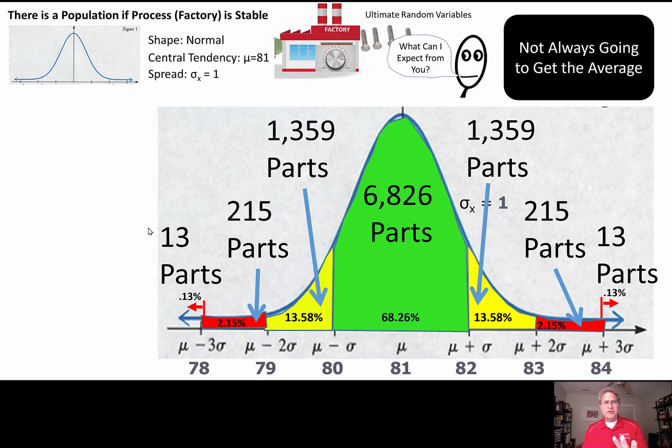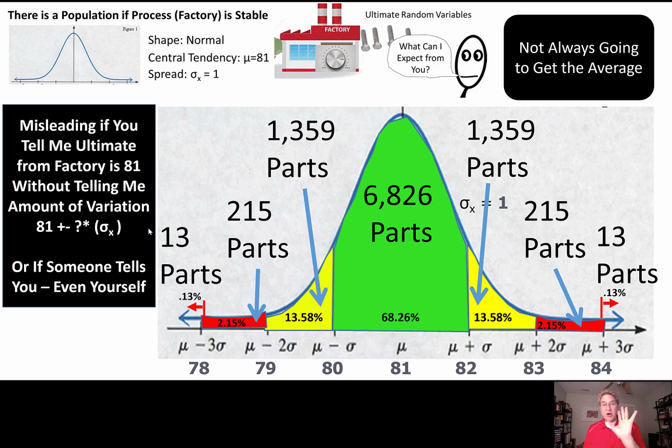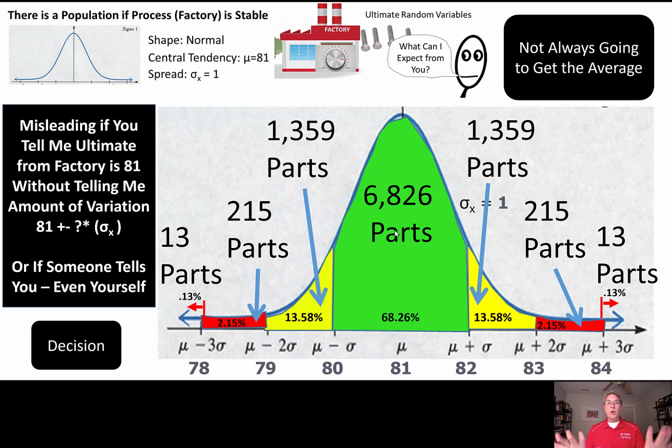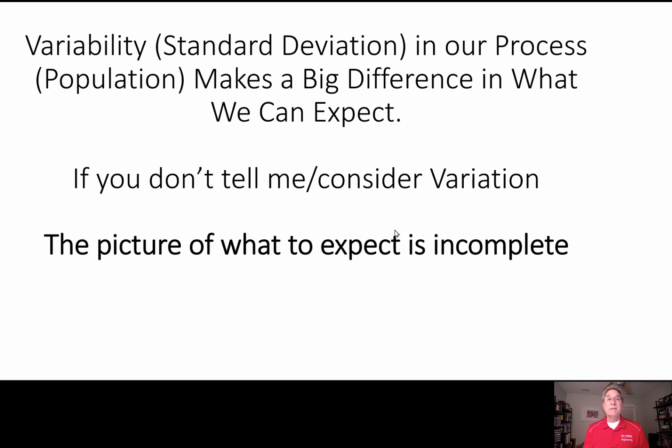Okay, so this is what that picture is going to look like. I already mentioned to you, you're misleading if you don't tell someone the amount of variation along with the average, and everything is always driven by the decision. All right, one last thing. The amount of variability, the standard deviation in our process makes a huge difference in what we can expect. That's why if you don't consider variation, the picture of what to expect is incomplete.